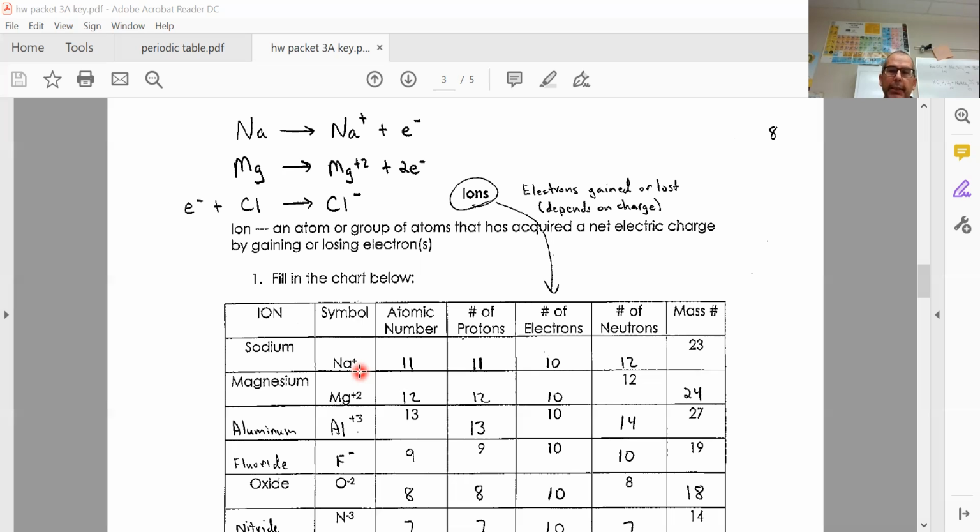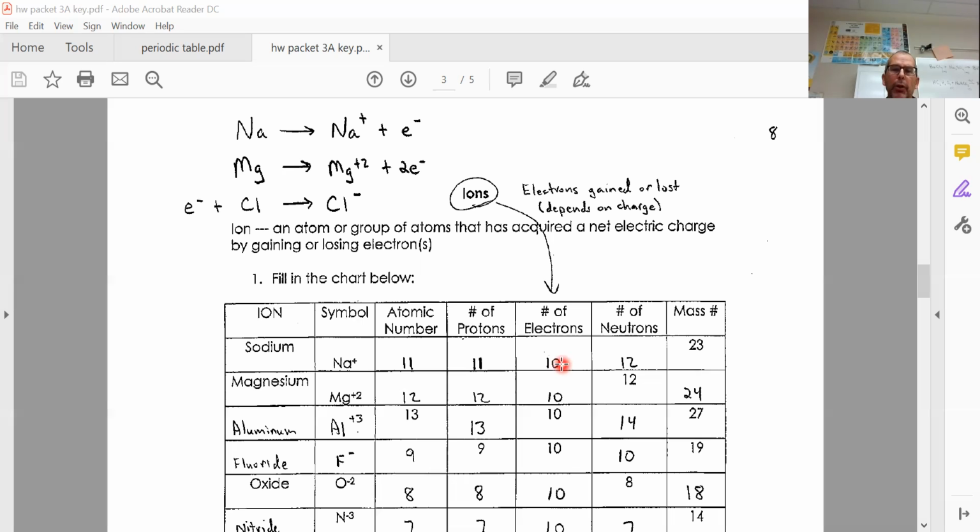Why are electrons gained or lost? It's because protons and neutrons are in the nucleus, but electrons are outside the nucleus, and so they're easier to gain or lose. We're going to find out in some reactions where those are shared. So what happens is sodium actually loses an electron, and it has 10 electrons, and this actually makes it stable.